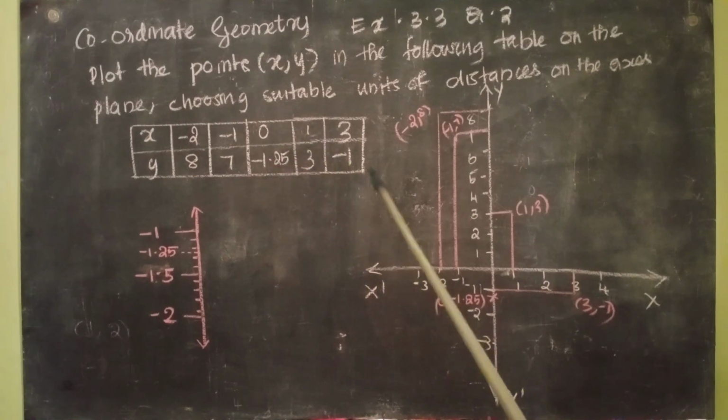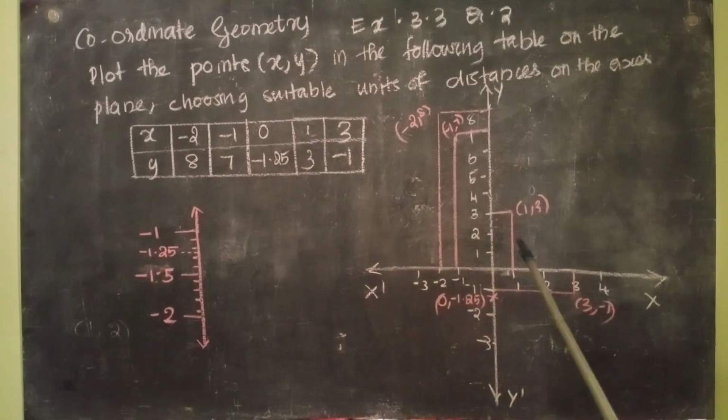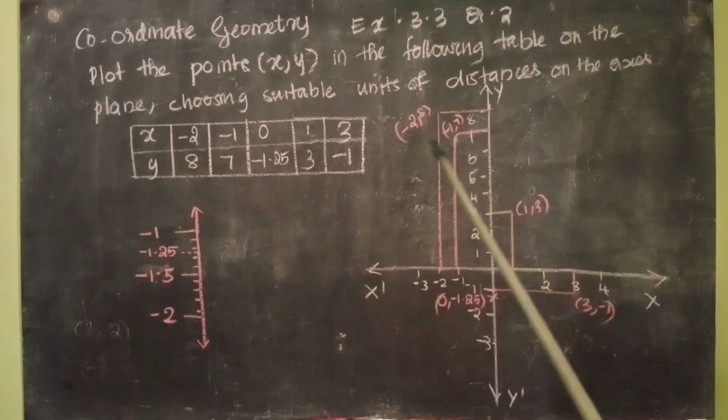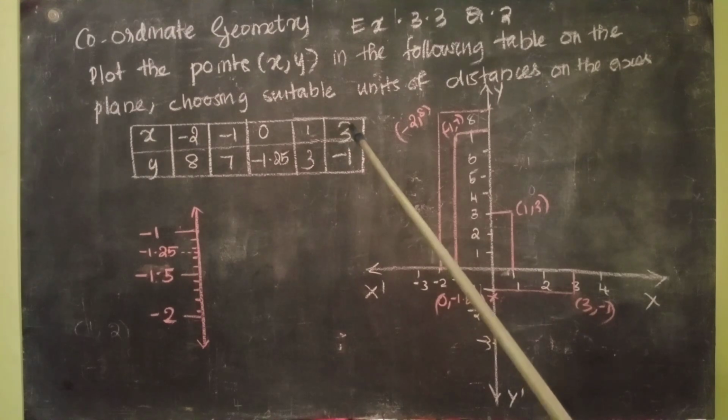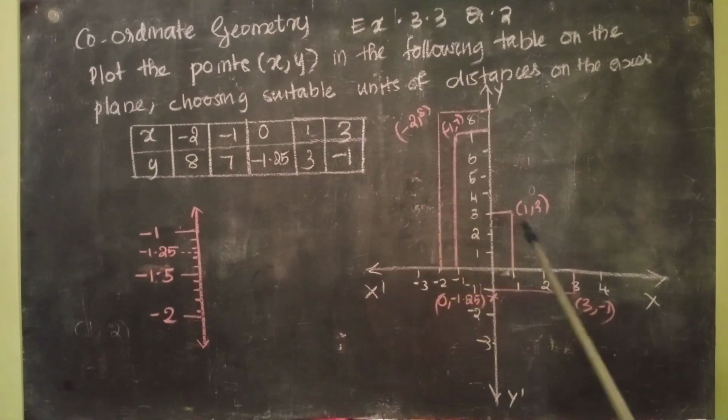Fourth one, 1, 3. X coordinate 1, y coordinate 3. This is the point 1, 3. Next point 3, minus 1. X coordinate 3, y coordinate minus 1. It is here, 3, minus 1.